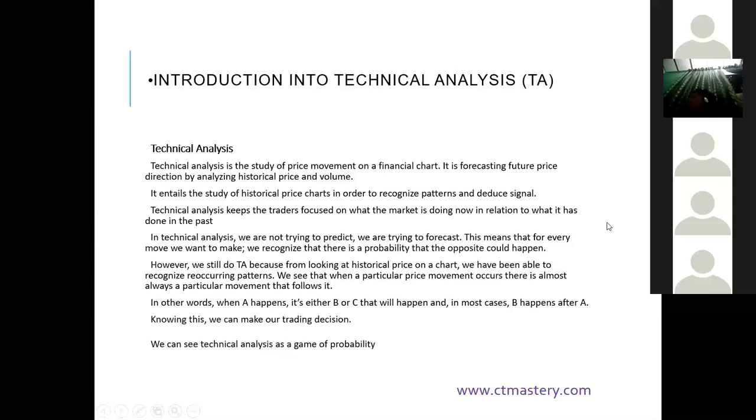Let's proceed. So technical analysis is a game of probability. We are not sure for certain. It's a game of probability, and we're trying to see the one that is most probable. Because if we're able to arrive at the most probable one, then we can make that trading decision.